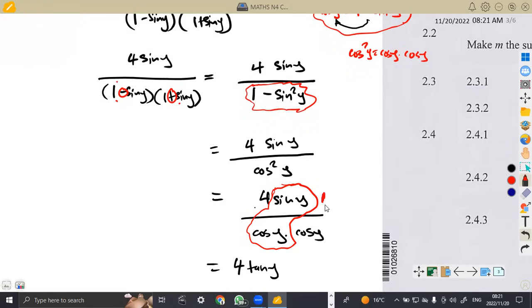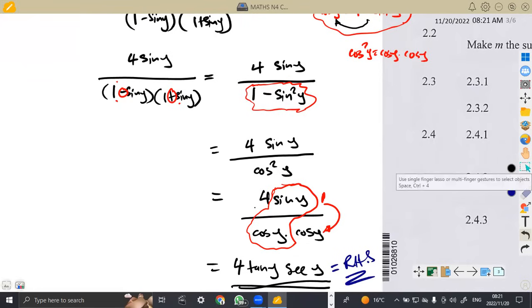Whenever we've got 1, because this is now 1 over cos. 1 over cos, remember it's sec. So this was going to give us sec y, which is the same thing as what we had on the right-hand side. So this is actually the same as what we had on the right-hand side. So that is what we're supposed to do in order for you to prove this identity.